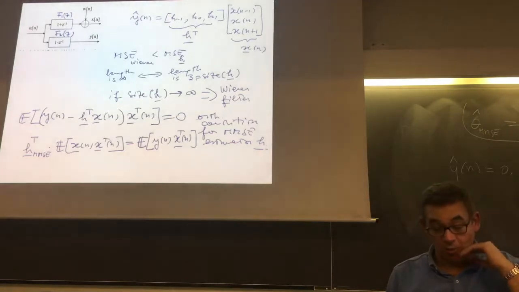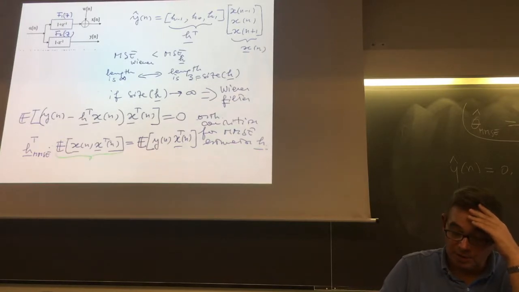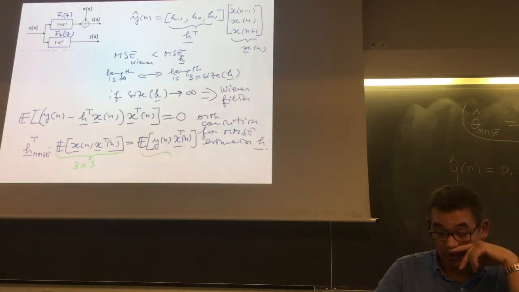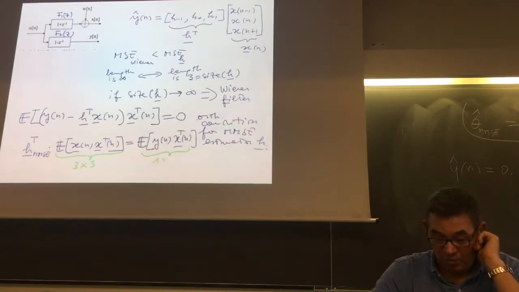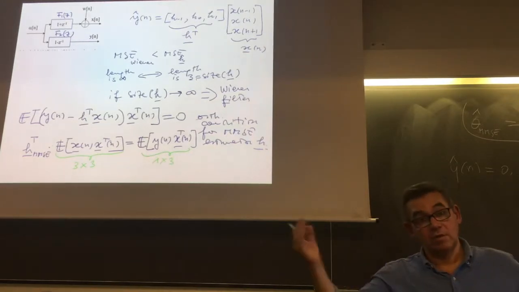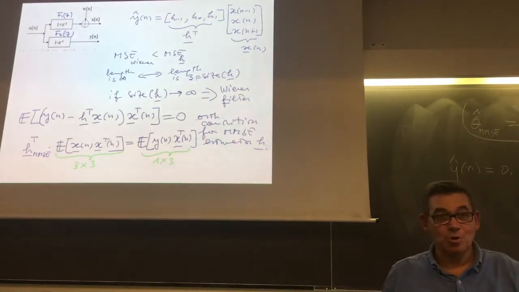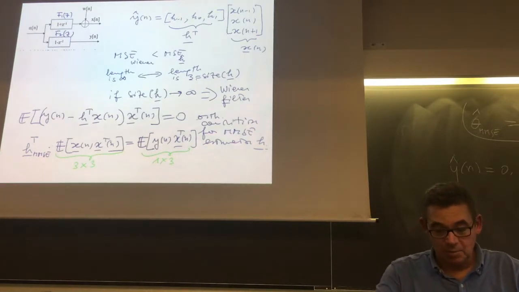Okay, so I need to compute two terms. The first term is this 3 times 3 matrix, and the second is this row vector, 1 times 3. How to compute that? By simply looking at the problem. There is no other way. So let's get practice on this.